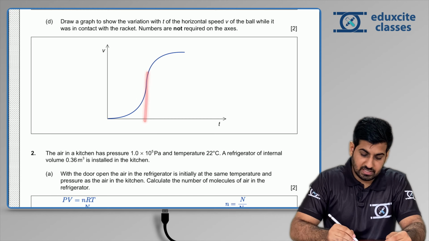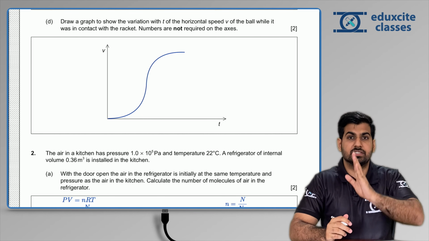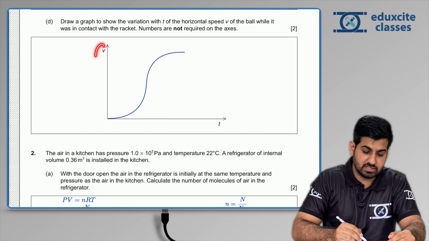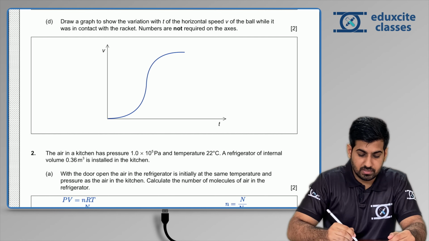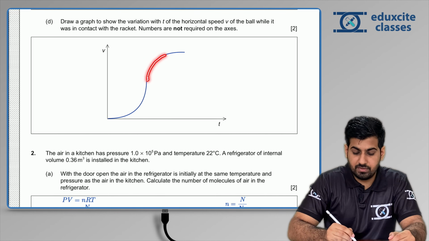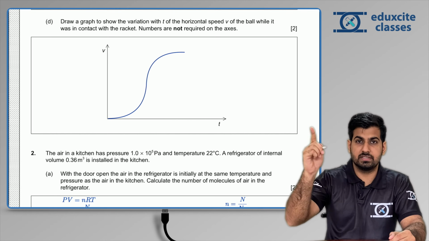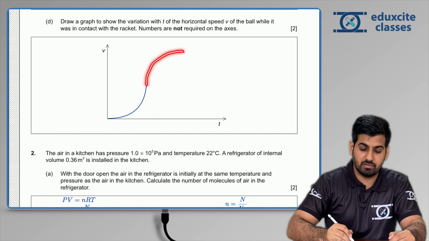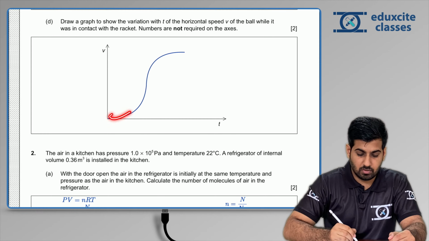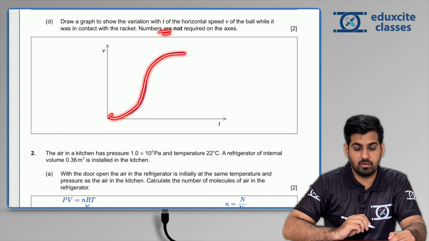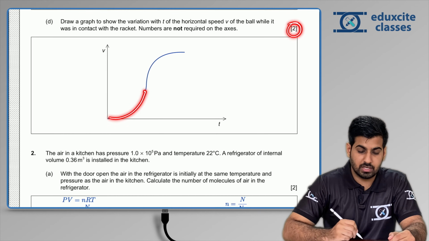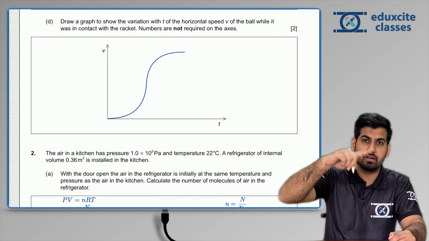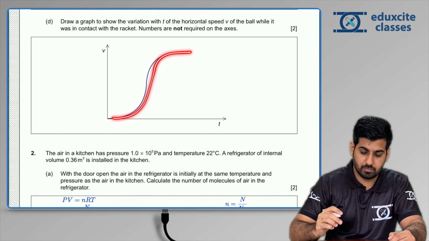At this point, it is at the maximum contact, so the acceleration will be maximum, or you can say the change in velocity will be maximum. And after, when it is about to leave the racket, there will be a decreasing acceleration, then there will be a convex shape curve. So you have to draw like this. The numbers are not required. So 1 mark for increasing acceleration, 1 mark for decreasing and correct shape.